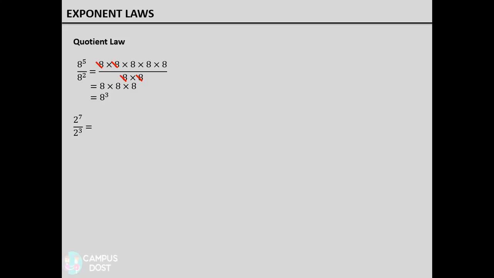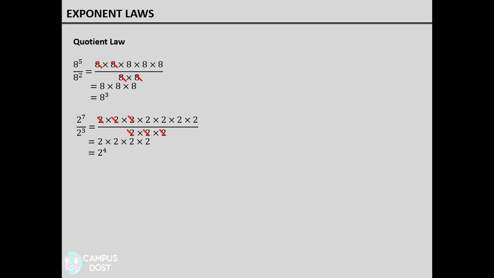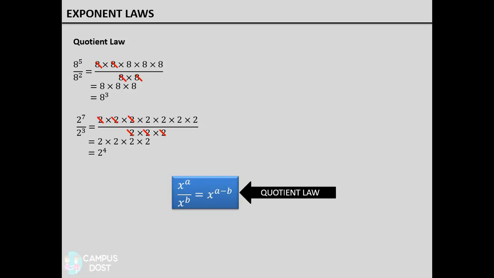Now consider this example. Let's first rewrite the numerator here as follows and then rewrite the denominator as follows. When we eliminate 3 2's from the top and the bottom, we get the product of 4 2's, which is equal to 2 to the power 4. So, 2 to the power 7 divided by 2 to the power 3 is equal to 2 to the power 4. To generalize this result, we can say that x to the power a divided by x to the power b is equal to x to the power a minus b. Please note that, like the product law, the quotient law also requires that the two bases are equal.